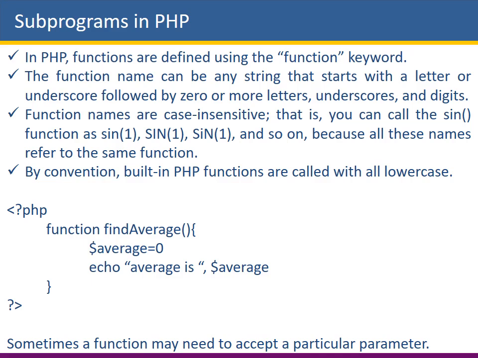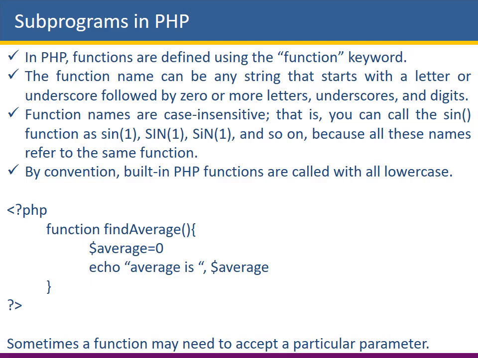Subprograms are also primarily defined using the function keyword, and the function name can be any string that starts with a letter or underscore followed by zero or more letters, underscores and digits. So when we see a function in PHP, it always starts with a letter. And function names are case insensitive.